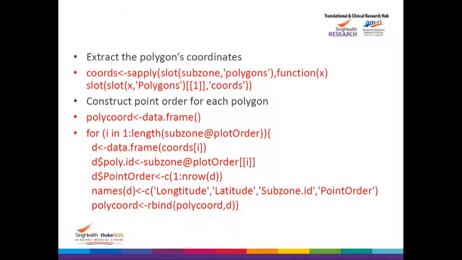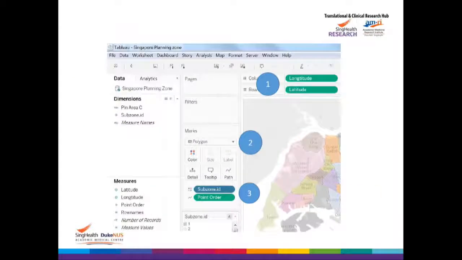Now, sometimes the polygon is formed by sets of points and lines connecting the points in sequence. The R code here simply extracts the coordinates and plotting order. The R code is kind of badly written, but it's aimed to show you the steps of how to do it. And now, after you export the data to Tableau, drag the coordinates to respective rows and columns, and then change the chart to polygon. Then specify the plotting order by dragging the fields to the path.